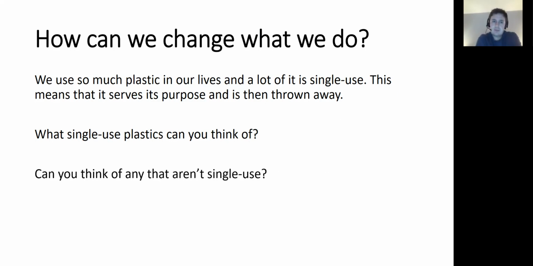Now, can you think of any that aren't single use, that might be plastic that is designed to be used again? Okay, I can think of some. A key one that we do in our house, if we ever have a takeaway meal and it comes in plastic cartons, we don't throw those plastic cartons away. We keep them and we use them for storing food because they're really handy.